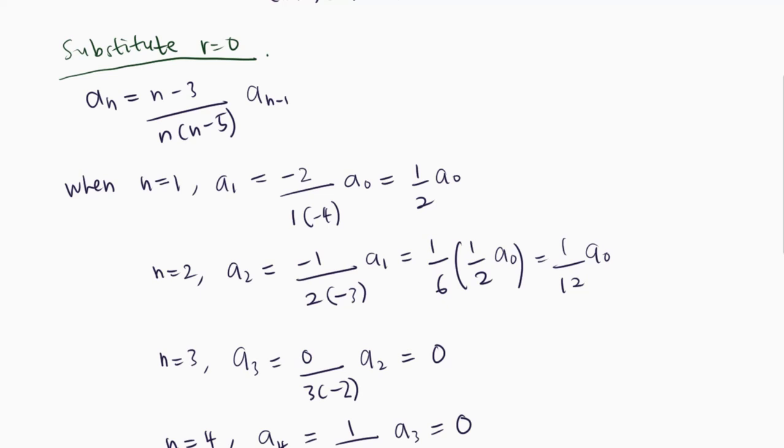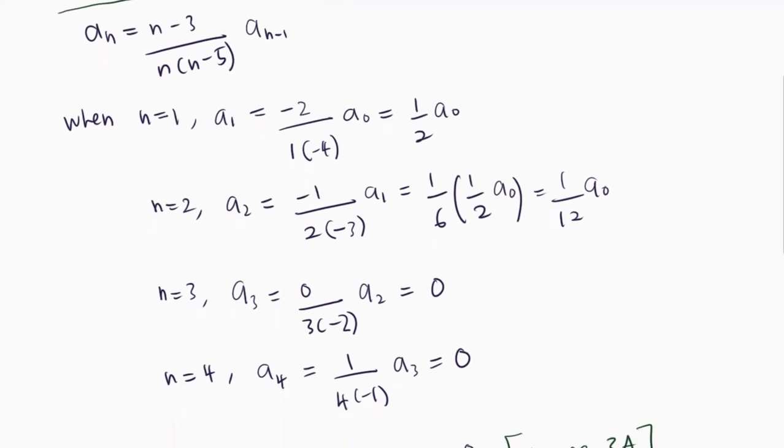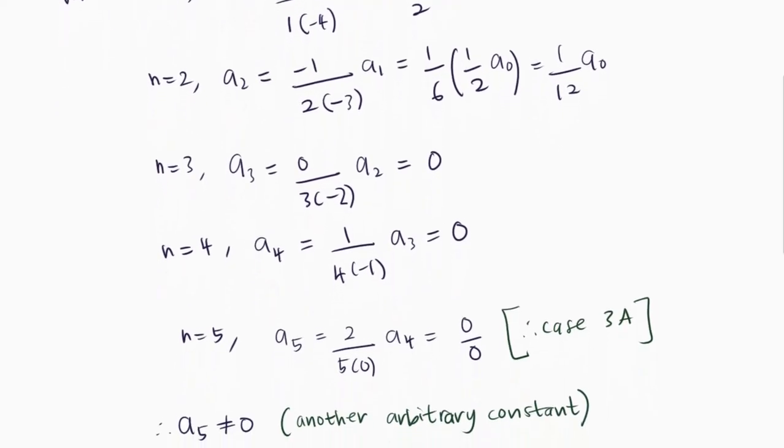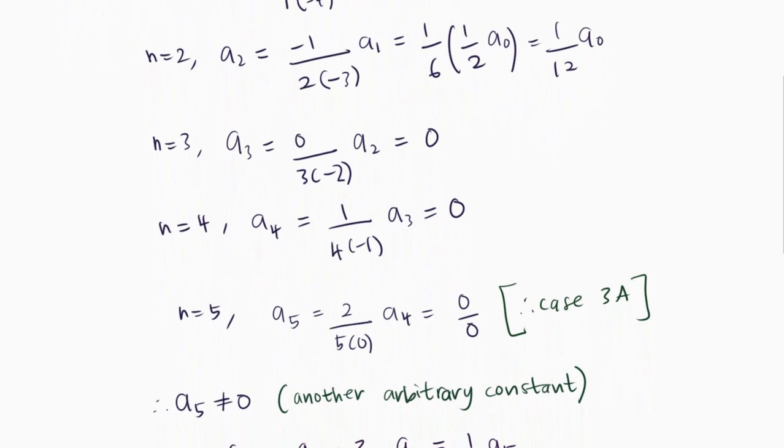For n equal to 2, we have a2 equal to negative 1 over 2 times negative 3, a1. Substitute a1, we have a2 equal to 1 over 12 a naught. And for n equal to 3, the same goes here, substitute the value of 3, we have a3 equal to 0. And for n equal to 4, since a4 needs to multiply with a3, which is 0, it will be 0 again.